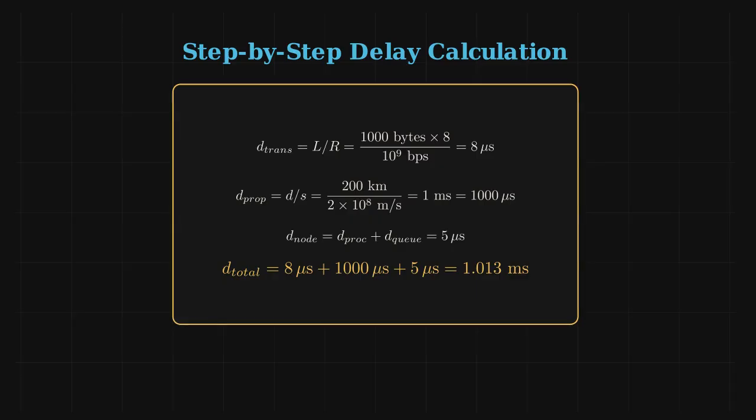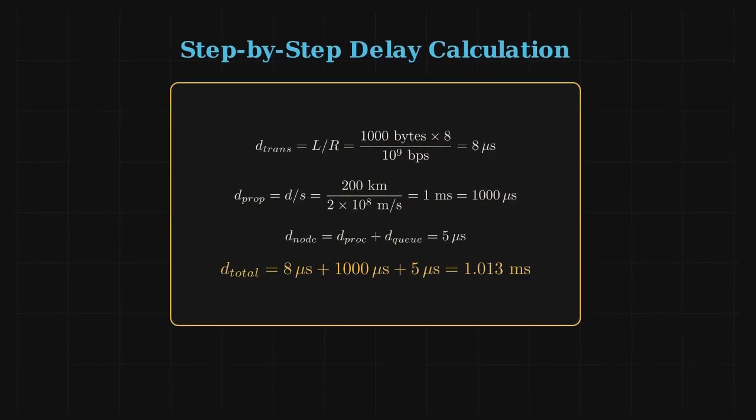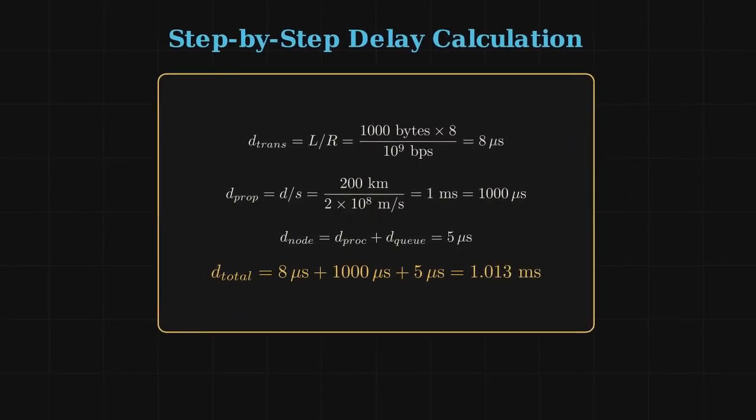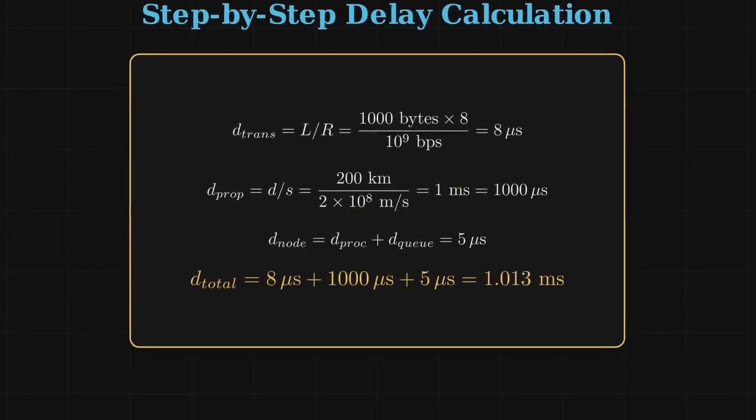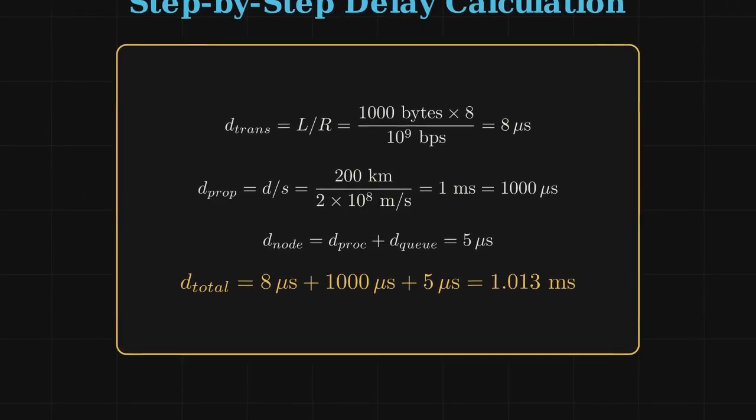To find total delay, we compute transmission delay as 8 microseconds, propagation delay is 1 millisecond, and processing and queuing is 5 microseconds. Adding these up yields exactly 1.013 milliseconds.